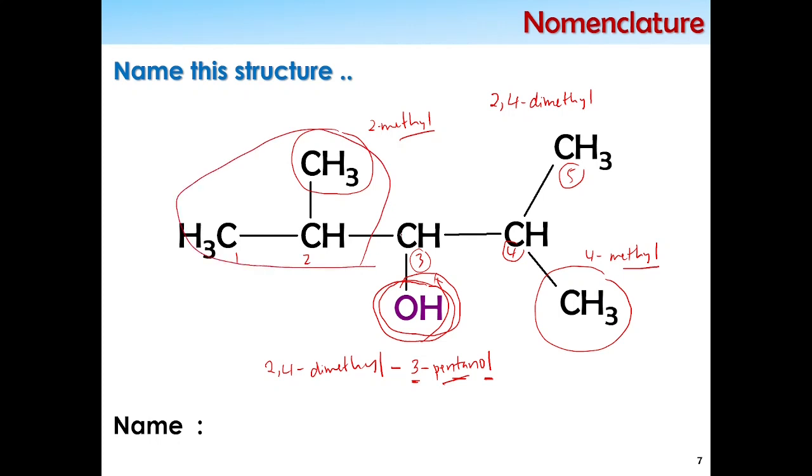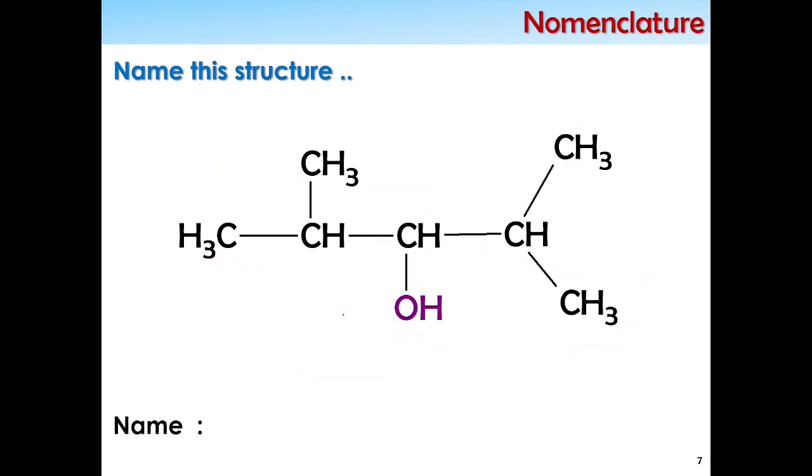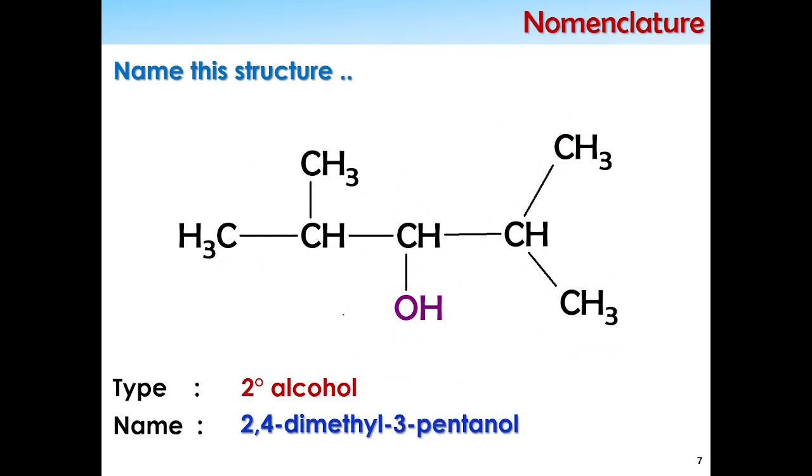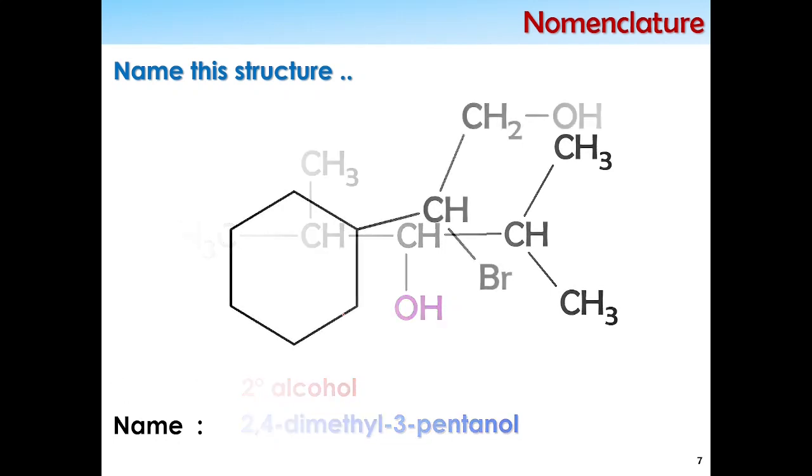So the carbon here is attached to only 2 R. So this is secondary alcohol if you were to classify this one. Okay, so secondary alcohol. So let's see the real answer. Secondary alcohol, 2,4-dimethyl-3-pentanol. So we are correct in naming for this one.